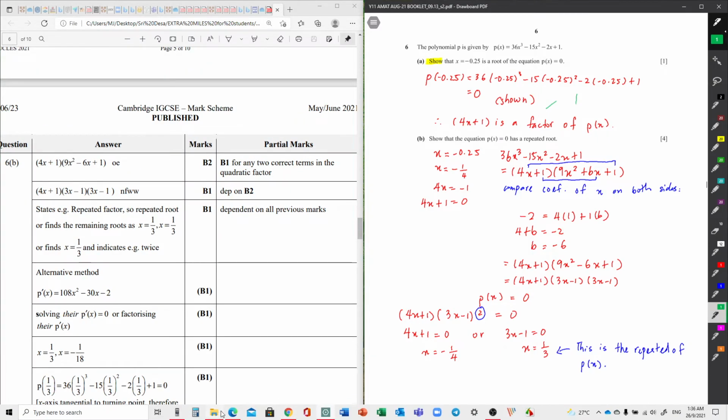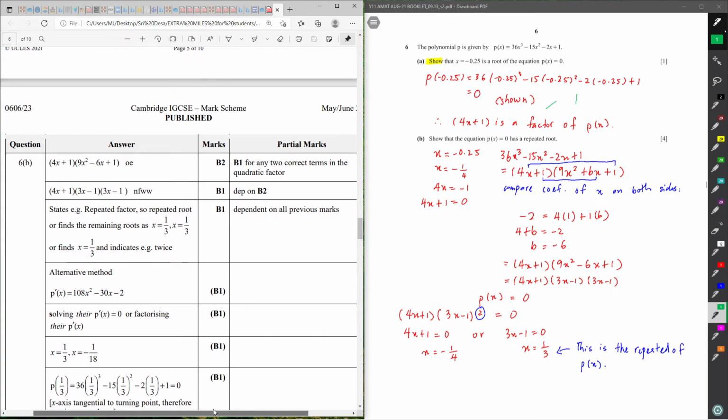Okay, now let's move on to B. For this part, being able to factorize your P(x) in the form of (4x plus 1)(9x squared minus 6x plus 1) or equivalent will entitle you for 2 marks. So all the steps that I've shown up to this slide here, together with all the working, comparing the coefficients, looking for my b, which is negative 6, up to here, I get 2 marks.